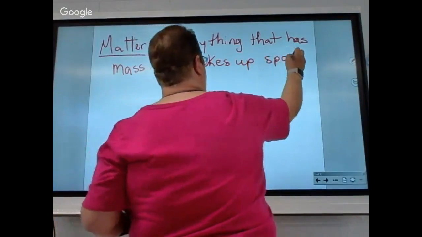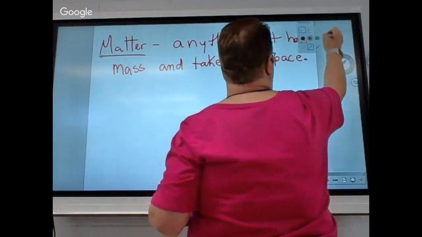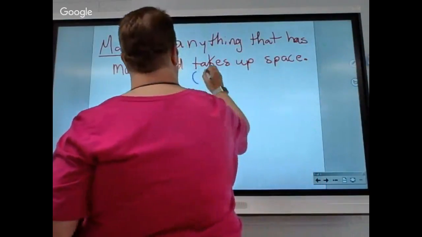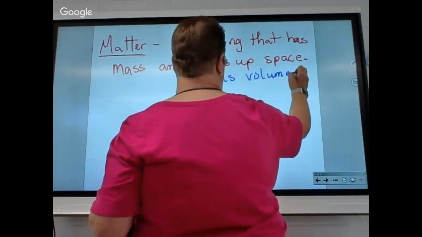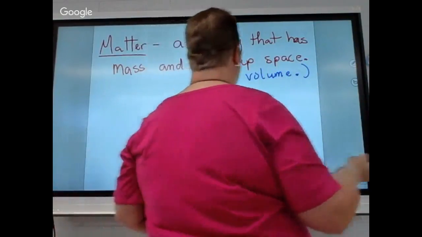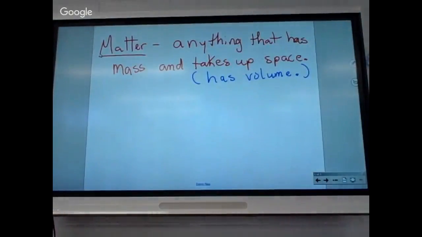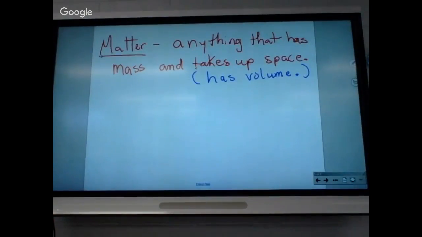Now, some teachers don't teach it that way. They teach it as has volume. Both definitions mean the exact same thing. So if your teacher taught it takes up space, cool. If your teacher taught it has volume, cool. They mean the exact same thing. Just depends on which teacher you had as to which definition they taught. They're identical, okay? But you have to have a mass, and you have to take up space or have a volume. If you don't have both parts, you're not matter.